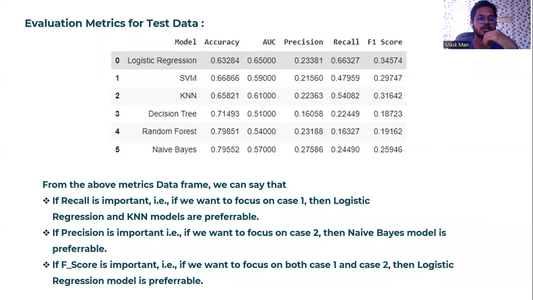Here we can see the various models' evaluation metrics like precision, recall, and F1 score. From the above data frame, we can say that if recall is important and we want to focus on case one, then logistic regression and equivalent models are preferable. If you want to focus on case two, where precision is important, then the naive Bayes model is preferable. And if the F1 score is important, that means recall and precision both are important, then we prefer the logistic regression model.